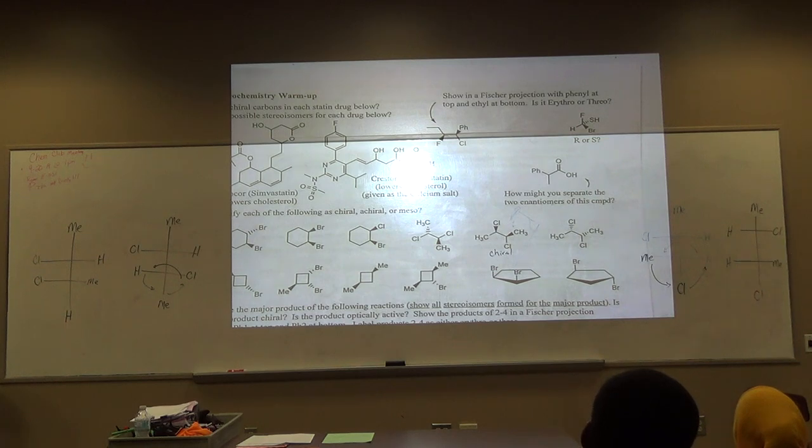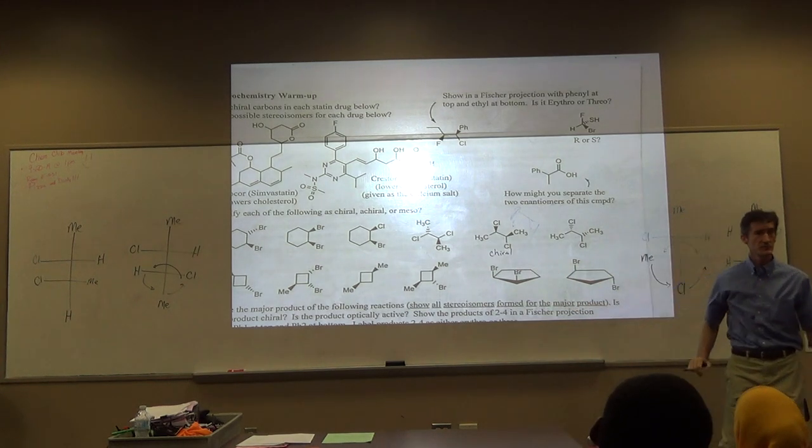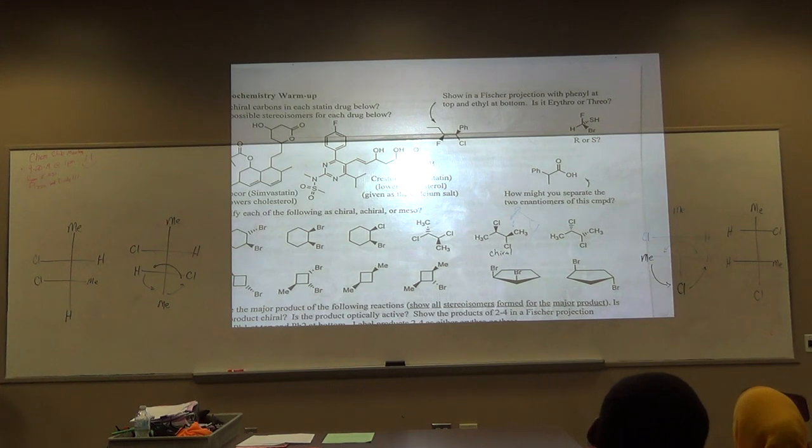What's the relationship between these two? Same or enantiomers? Enantiomers, because that's what that term right there means. The mirror image is different. It's chiral. How do we know that they're different?